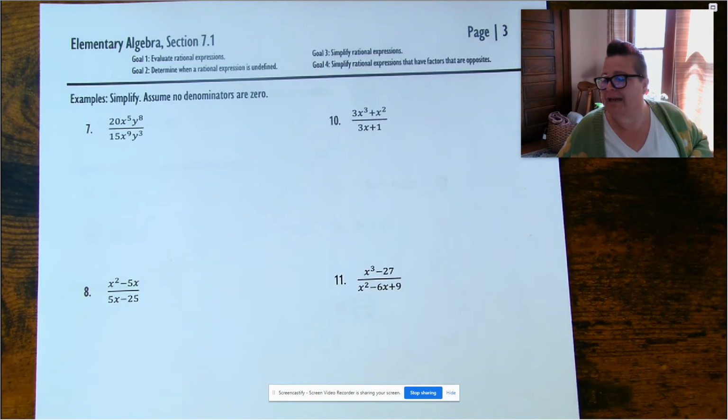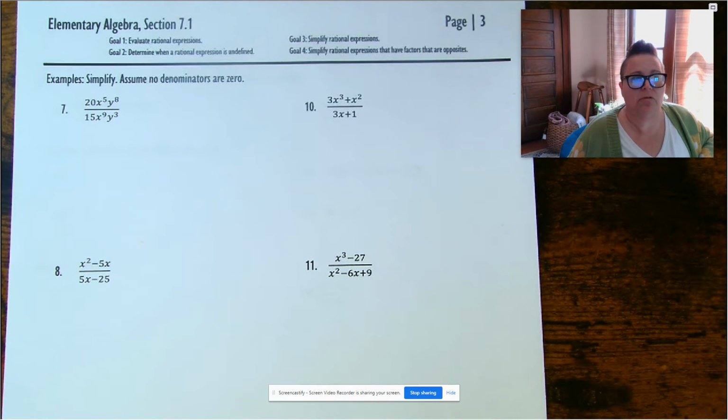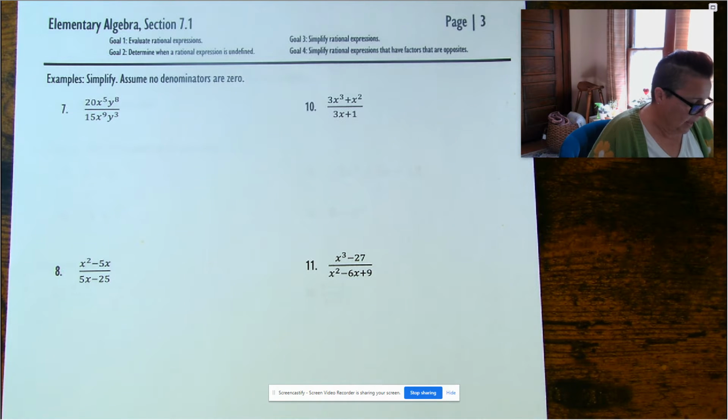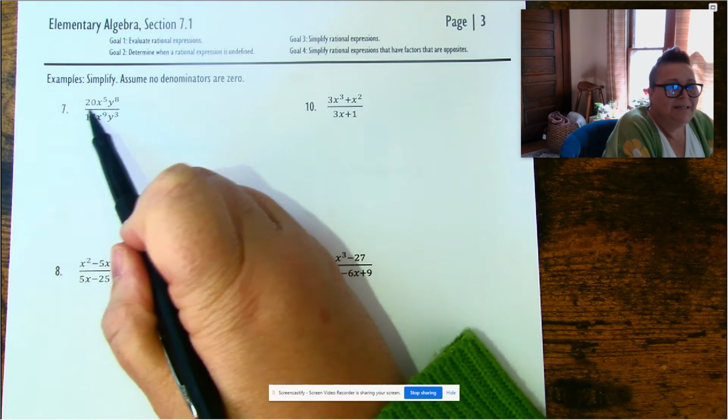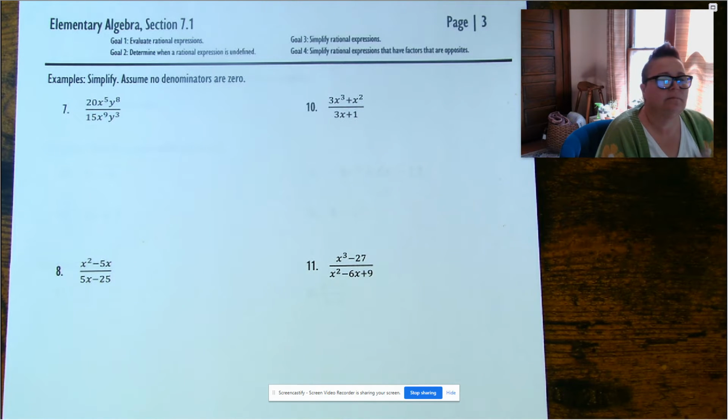Okay, we are going to go ahead and assume for this particular problem work that none of our denominators are 0. So we're not having to worry about restricting them to start. We're just going to assume that all of the denominators are not 0. Okay, problem number 7. We have 20x to the 5th y to the 8th over 15x to the 9th y to the 3rd. This goes back to our rules from before for monomials when we were dealing with the exponents and the bases. The same rules apply here. You can overcomplicate it, but let's not.